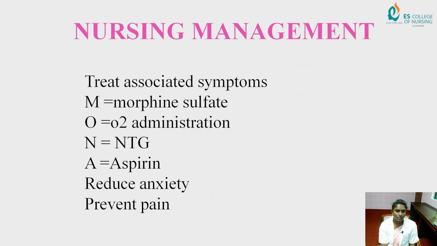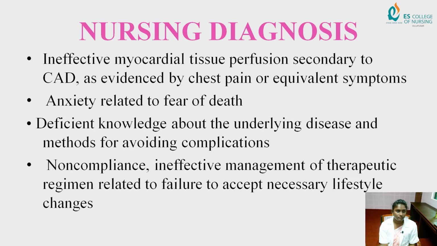Then nursing management: treat associated symptoms with morphine sulfate, oxygen administration, nitroglycerin and aspirin; reduce anxiety and prevent pain. Nursing diagnoses: ineffective myocardial tissue perfusion secondary to coronary artery disease, as evidenced by chest pain or equivalent symptoms. Anxiety related to fear of death, deficient knowledge about the underlying disease and methods for avoiding complications. Non-compliance, ineffective management of therapeutic regimen related to failure to accept necessary lifestyle changes.